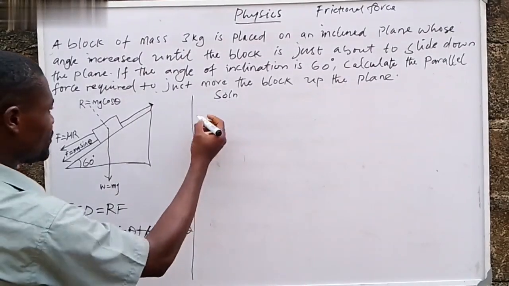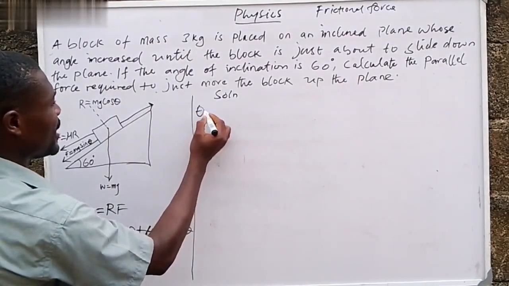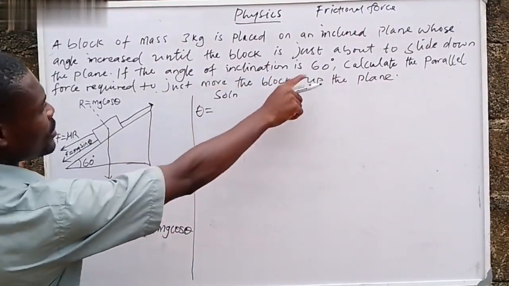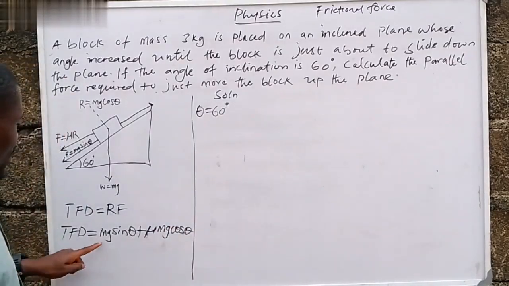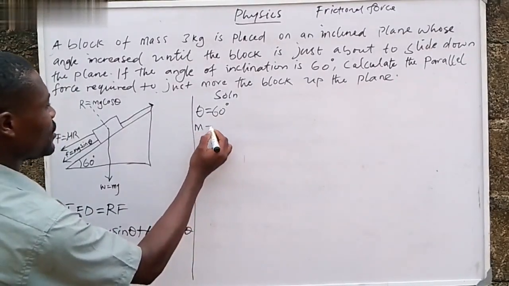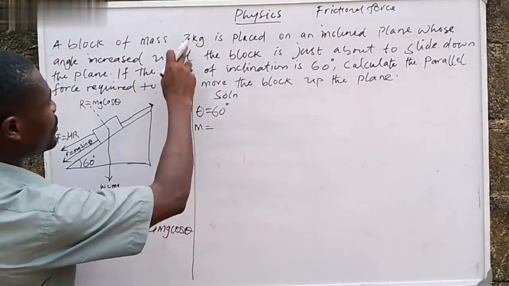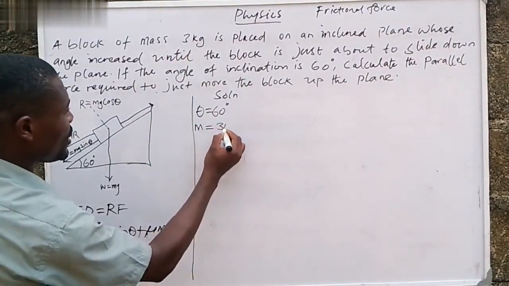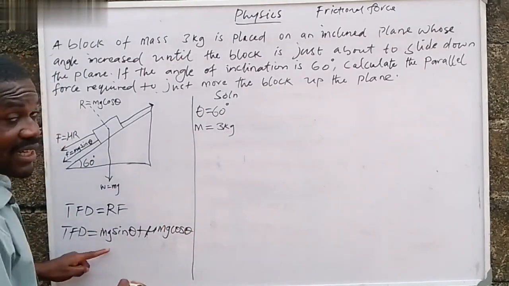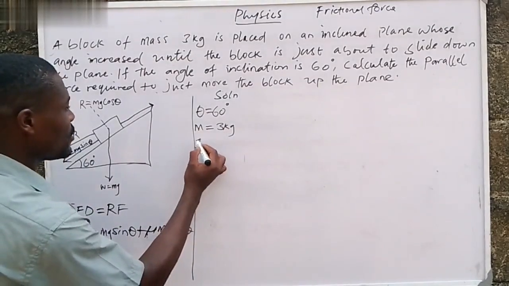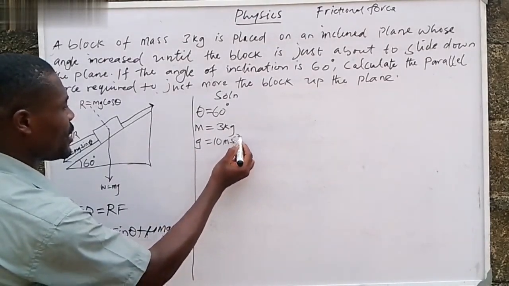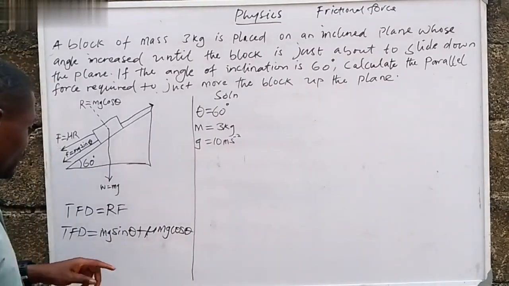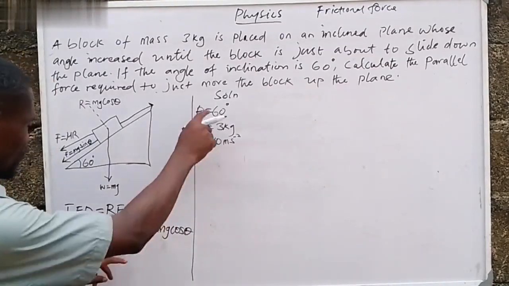So we have to determine the values of these quantities from the equation. Let's begin with theta. From the equation, theta is equal to 60 degrees. The mass m of the block is equal to 3 kg. And gravity is constant, which is approximately 10 meters per second squared.